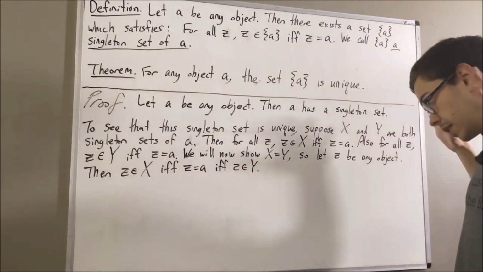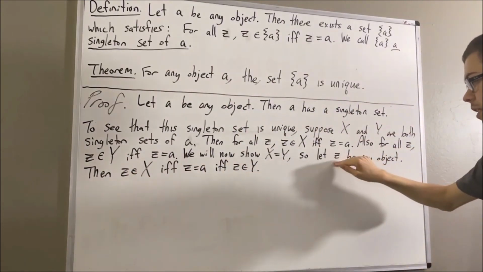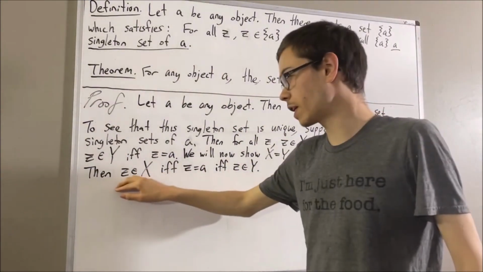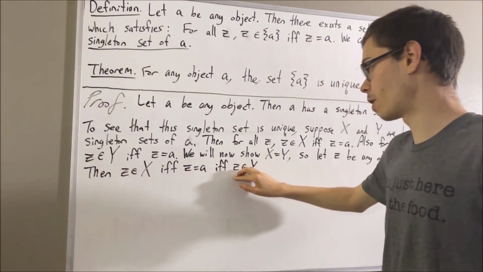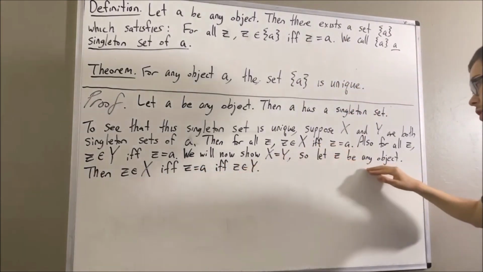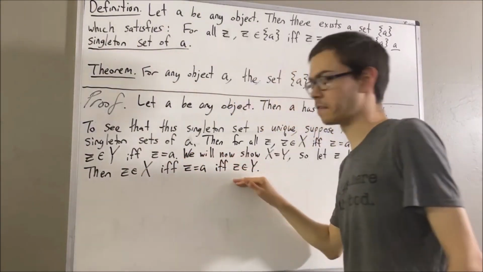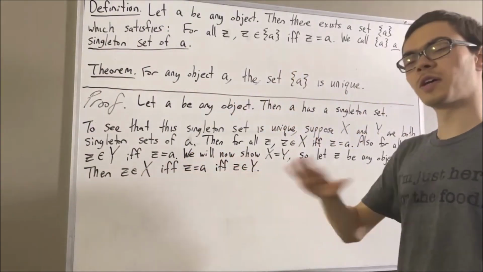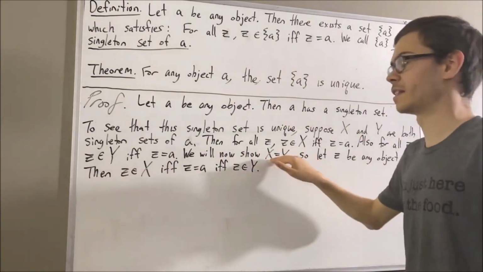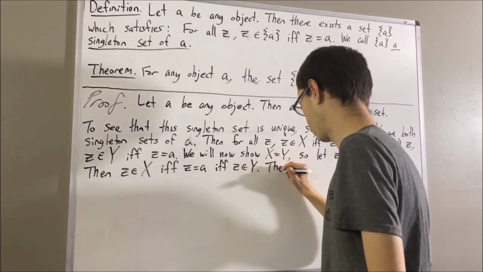So, putting this together, we have an arbitrary object Z, and from there we proved Z is an element of X if and only if Z is an element of Y. Since Z was arbitrary, this means for all objects Z, Z is an element of X if and only if Z is an element of Y. And that means we have proven the sets X and Y are equal.